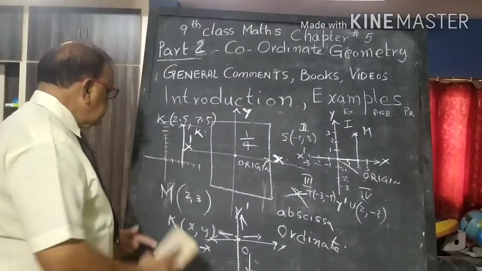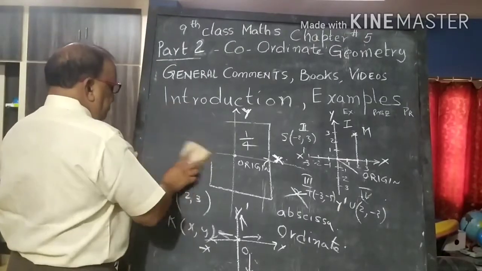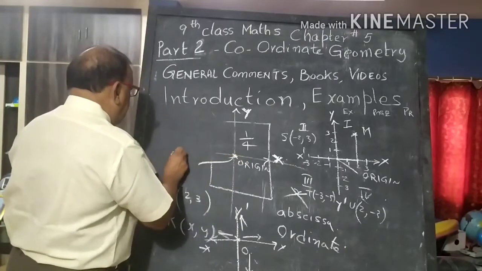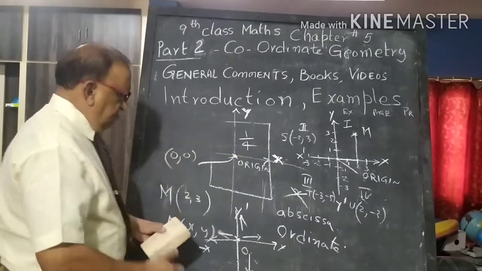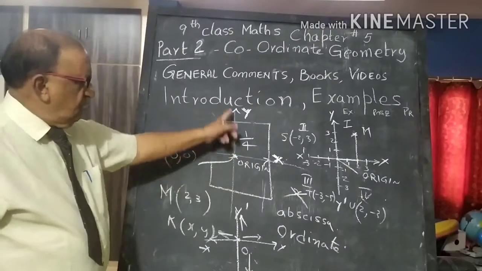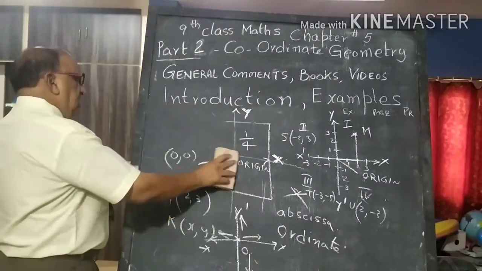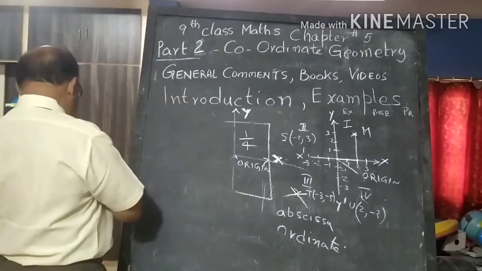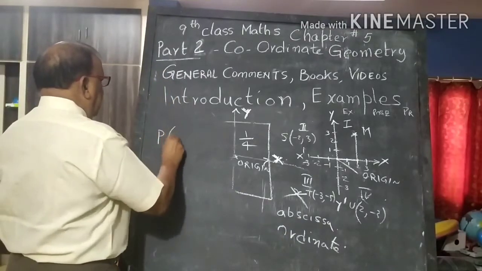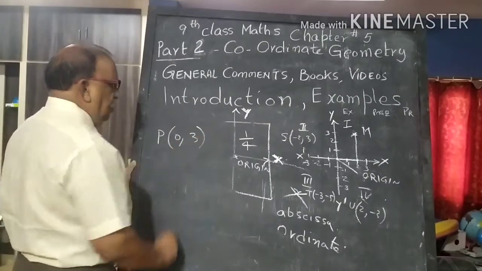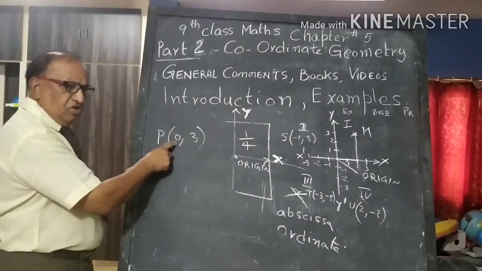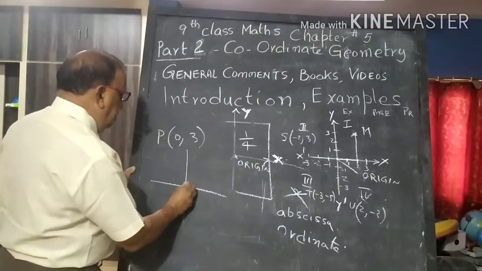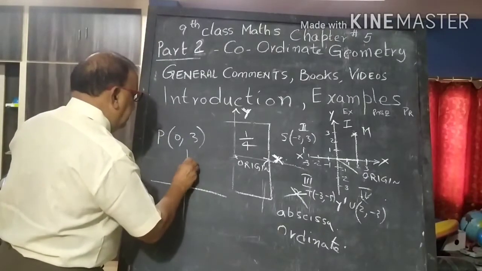And incidentally, this point, like I said, origin coordinates are 0, 0, because x coordinate is 0, y coordinate is 0. Now, also, suppose you have a point like P(0, 3). What does it mean? The x coordinate is 0, y coordinate is 3. That means here, x coordinate is 0, y coordinate is 3. If you go 3 units, this is your P.